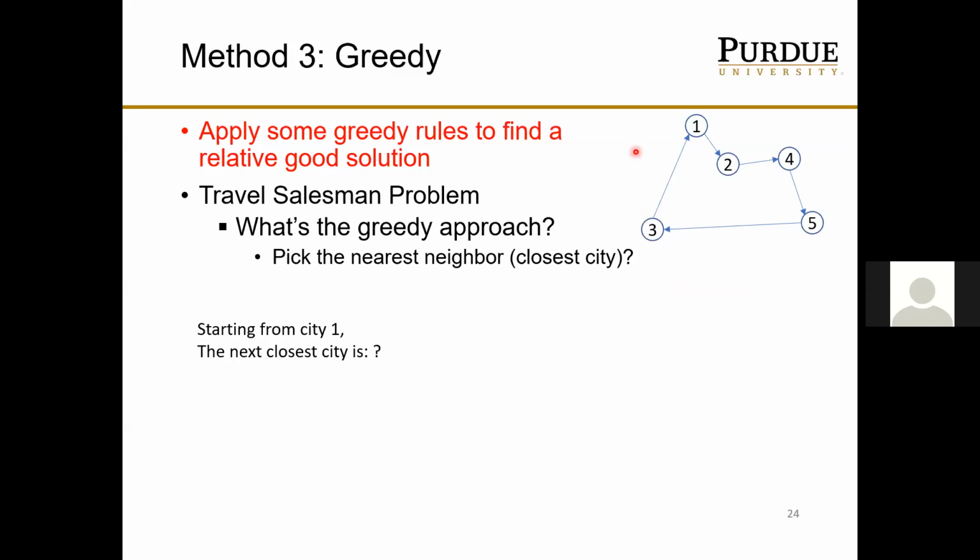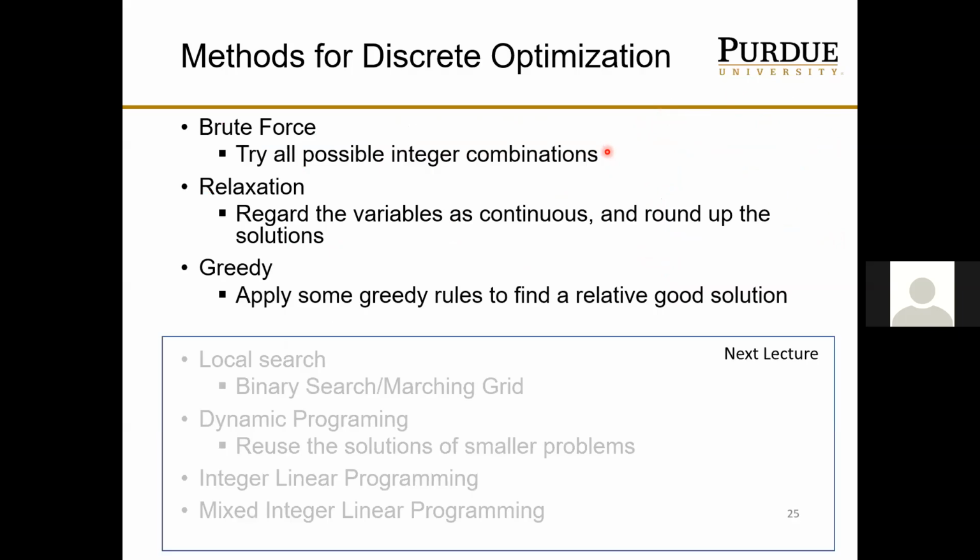For example, in this problem, this might be very intuitive, right? Starting from city 1, the intuitive choice will be the closest city, right? But in some other problems, this might be very hard. You need to think for a very long time to generate a good greedy policy. Okay, so these are some methods to solve it.